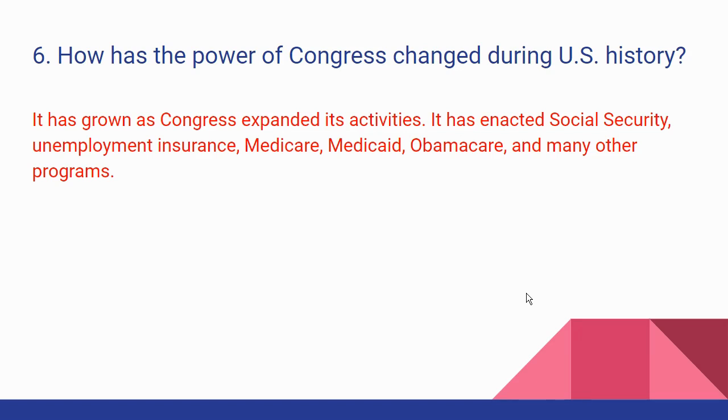Okay, but they've enacted things like Social Security, unemployment insurance, Medicare, Medicaid, Obamacare, and many, many other programs that until the 1900s, there was no idea that the government even had the authority to do that. All right, that should be everything.